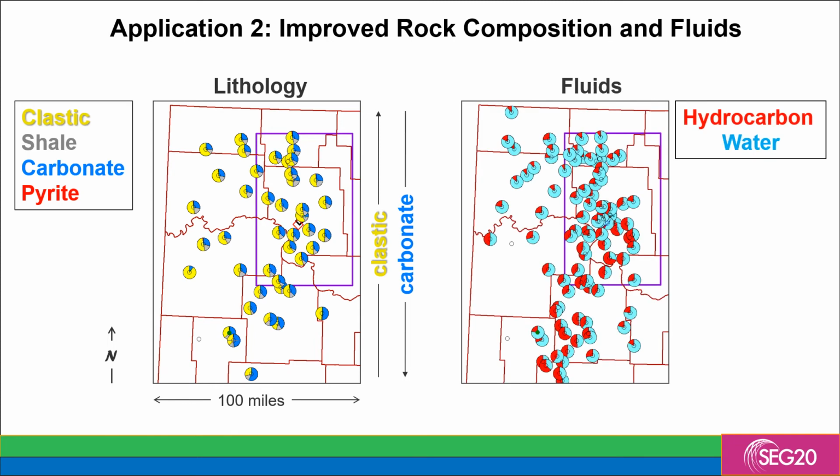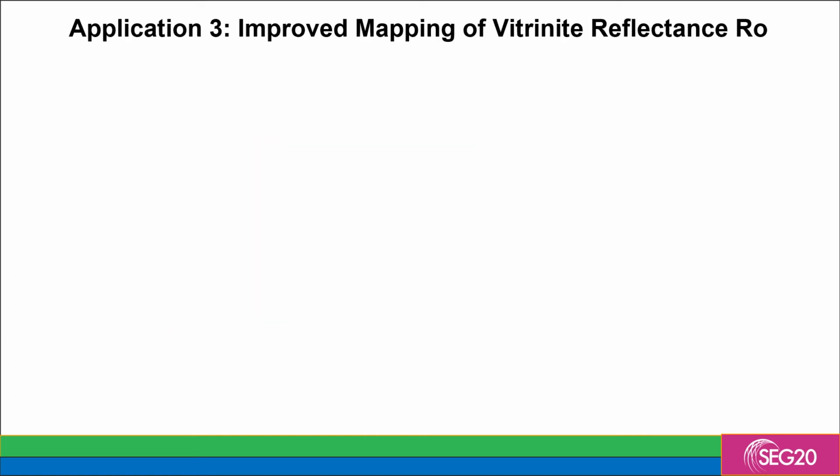Now, this map on the right shows the relative amounts of fluids in the same area after analyzing about 100 wells. Here, the pie diagrams consist of only two colors, red for hydrocarbon and blue for water. We can see that in this case, the amount of hydrocarbon increases towards the south as well. These results are important because lithology and fluid variability are critical for further exploratory and development decisions. And here's the final example.